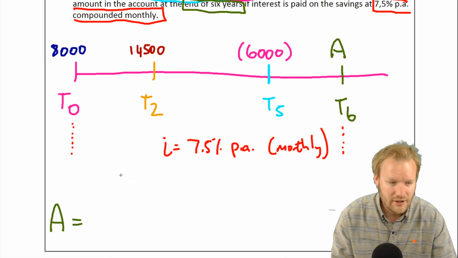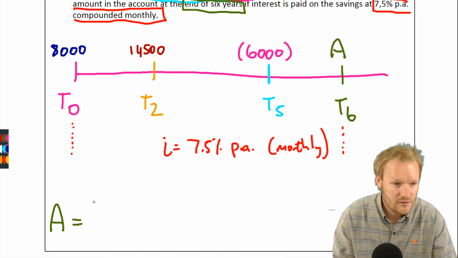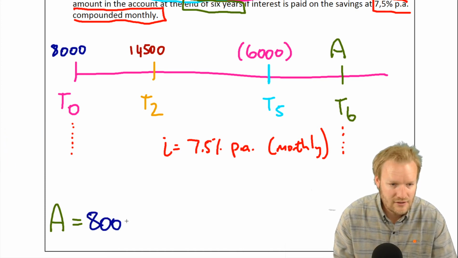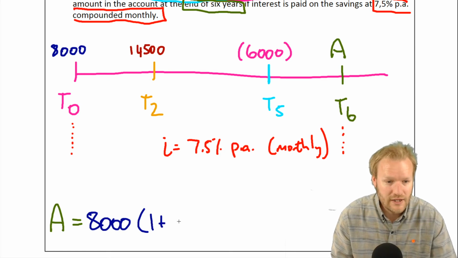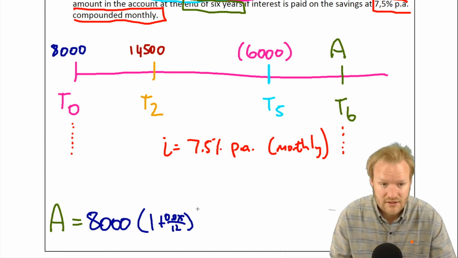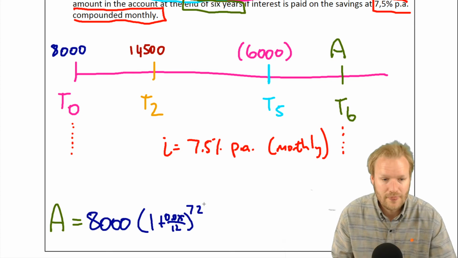So our accumulated amount is this 8,000. Okay, the 8,000 that we're going to invest for 1 plus i to the n. So our interest rate is always 0.075 over 12, because it's monthly, and for 6 years that means n is 72.